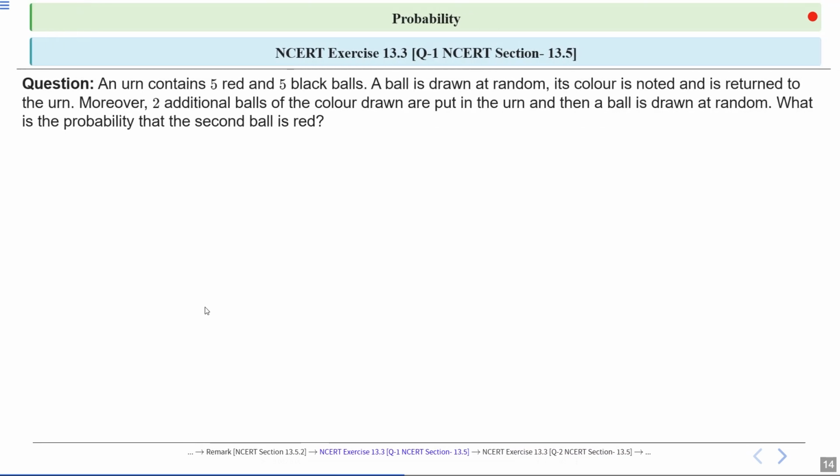Now, let's look at question number 1. In this question, we are given that an urn contains 5 red and 5 black balls. A ball is drawn, noted, and put back. Then 2 more balls of the same color are added. Now a second ball is drawn. We need to find the probability that the second ball is red. First of all, try it yourself and then see the solution.